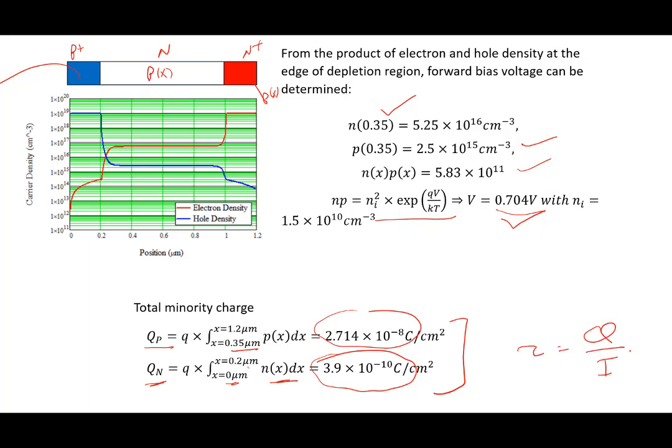And what counts is not the majority charge. What counts in the diode is the minority charge. Where are the minority charges stored? So if I look at the total minority charge, this is my minority charge here, Q, 2.7 times 10 to the minus 8. These are the total number of holes stored in the N and N plus region here. Because it's per unit area, all I need to do is divide it by the current density, and I will get an estimate of the delay in this particular diode.